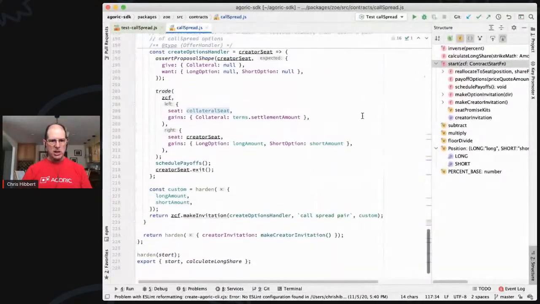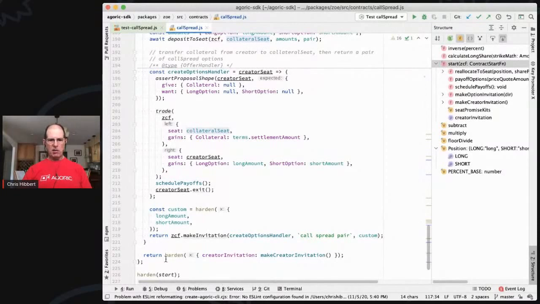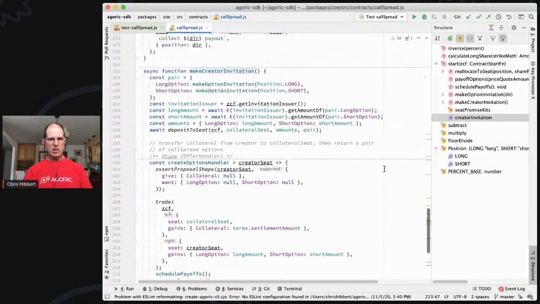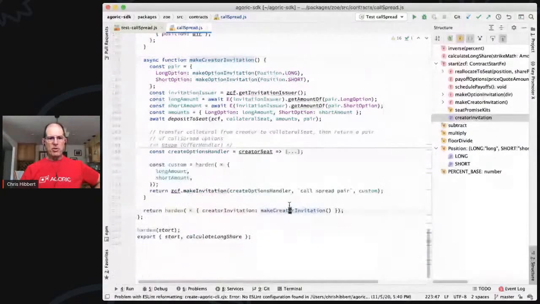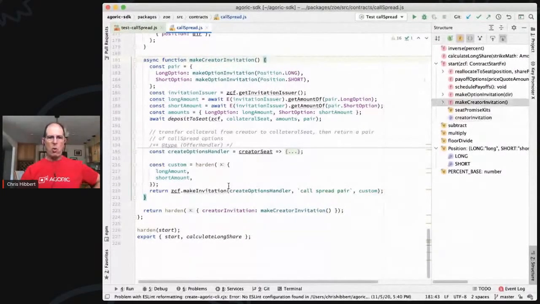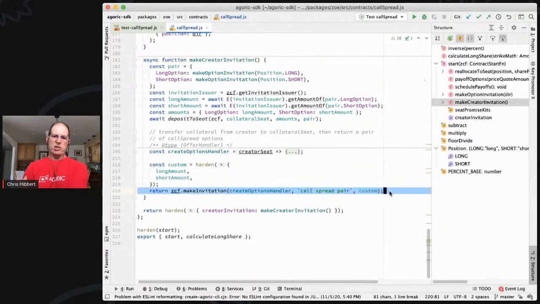The way that works is I'm back down to the bottom of the contract. We start with make creator invitation, which is how a Zoe contract goes. So I'm going to collapse the inner handler. The way make creator invitation goes is it's a JavaScript function that does a bunch of work and then calls zcf.makeInvitation. And there's two sides to what makeInvitation is doing.